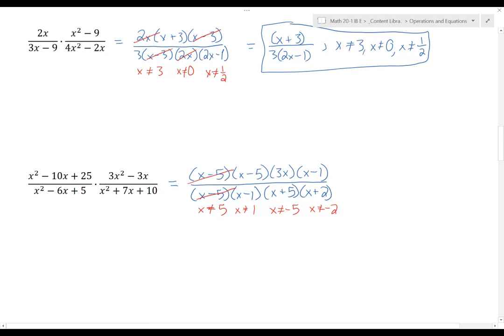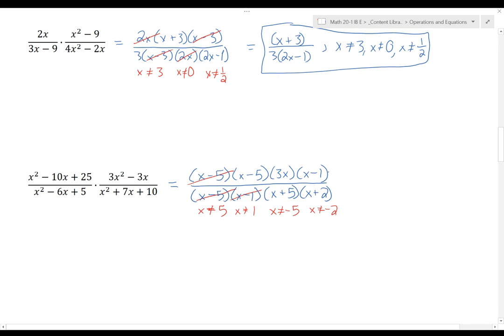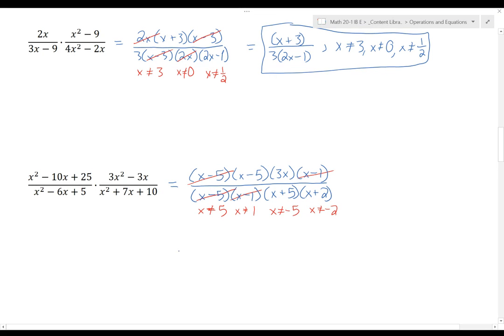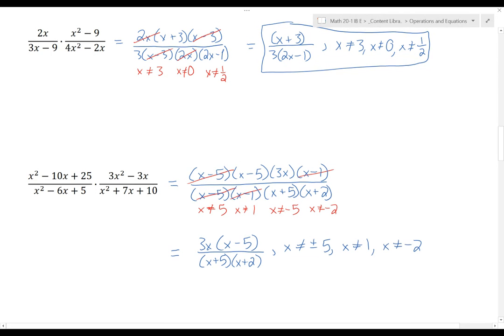One of the x minus 5s in the numerator will cancel. The x minus 1 will cancel. So what we're left with here, 3x times x minus 5 over x plus 5 times x plus 2. And my restricted values, x does not equal positive or -5, x does not equal 1, x does not equal -2.